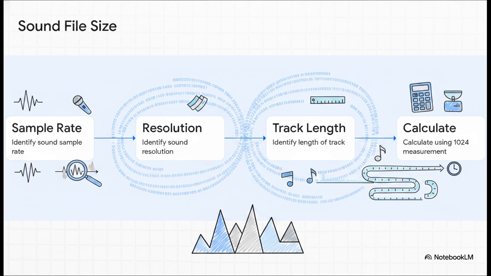Now, what's really interesting here is that we apply a very similar procedure to audio files, just with slightly different ingredients. Instead of pixels, you need the sound sample rate, the sound resolution, and the actual length of the track itself, like a 10-second audio clip or a 3-minute song. Combine those 3 variables, execute the calculation, again relying strictly on that 1024 rule to scale your units, and bam, you get the true uncompressed weight of that audio file.